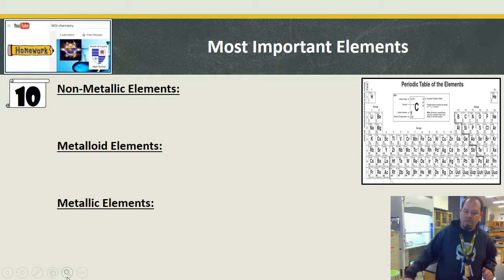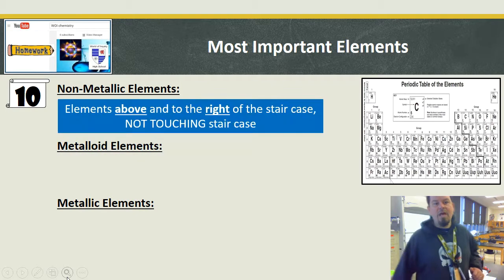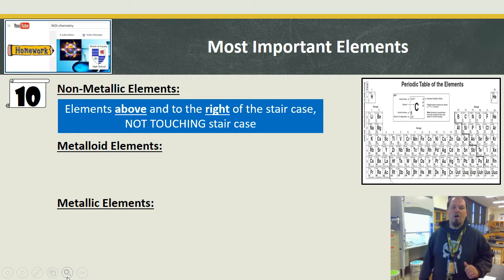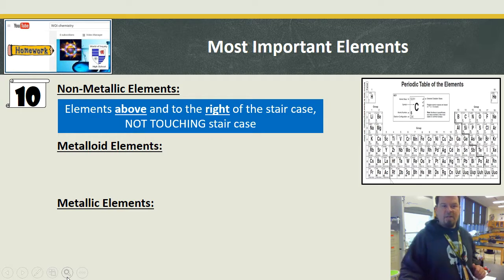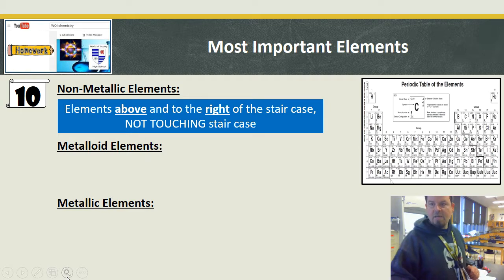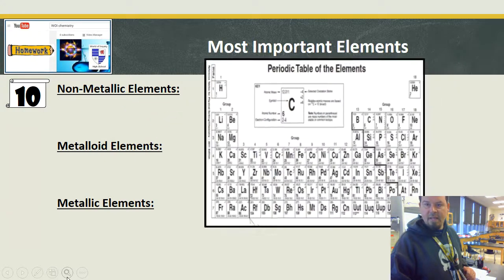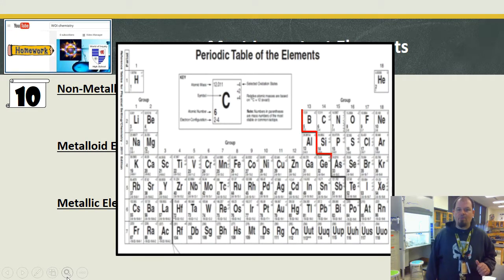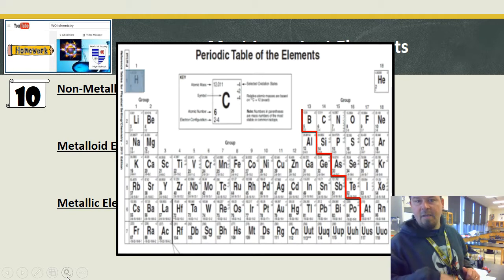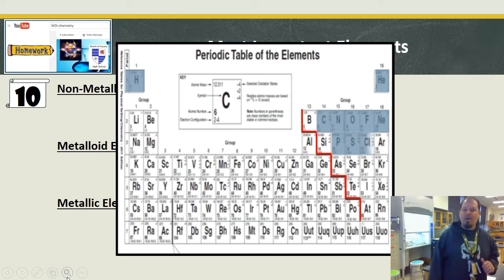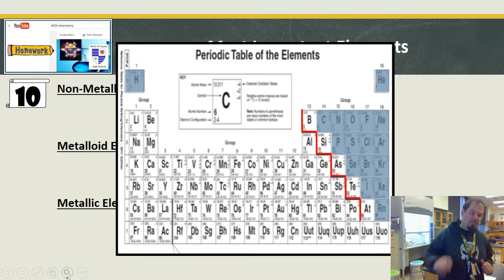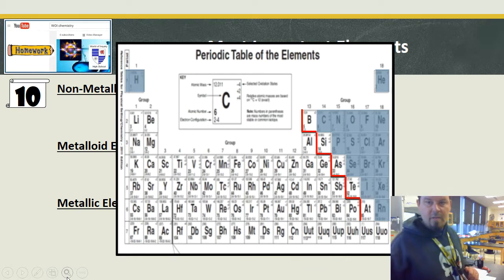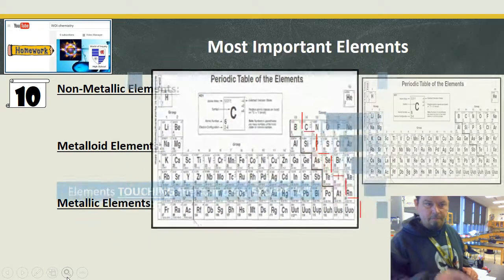Okay, so metals, non-metals. Ready? Non-metallic elements are going to be above and to the right of the staircase, not touching the staircase. Let's see if I highlighted that. I probably did. So here's our periodic table, and this is what I'm talking about with the staircase. That is the staircase. And so above and to the right is here. These are my non-metals, of course not touching the staircase. That's going to be another special piece. So those guys are all non-metal.